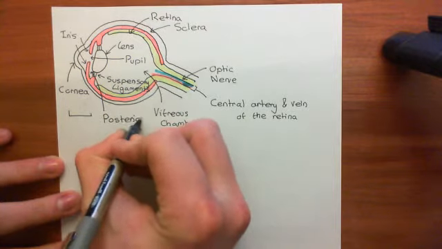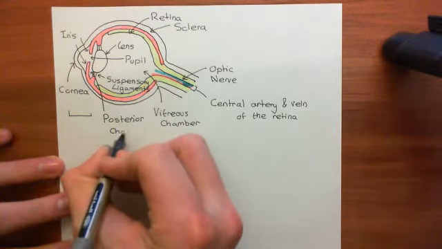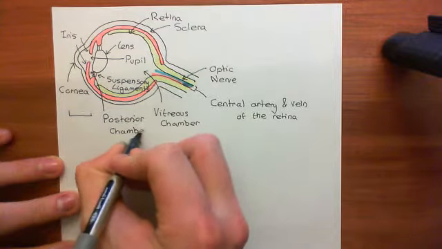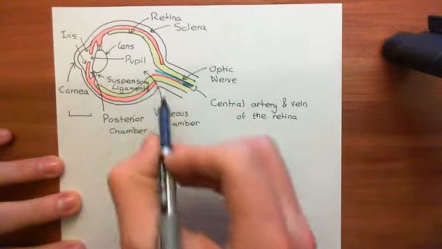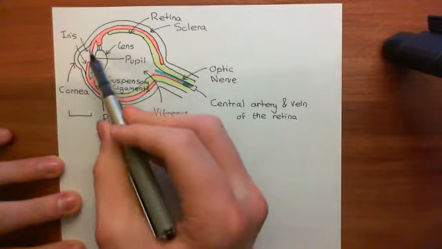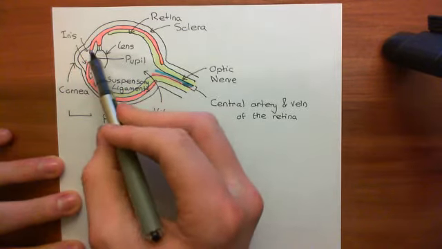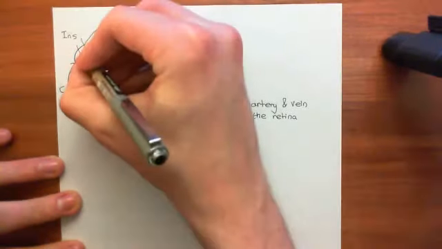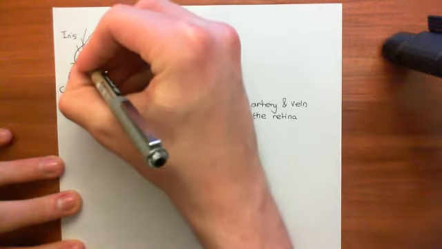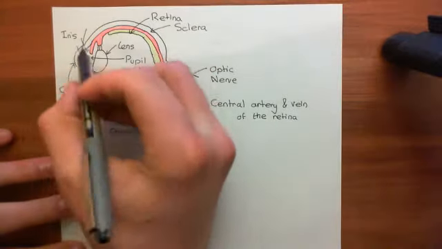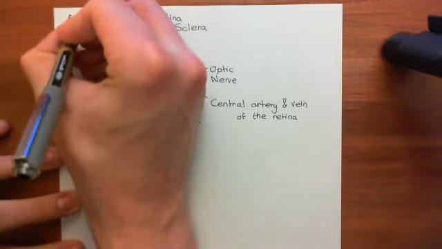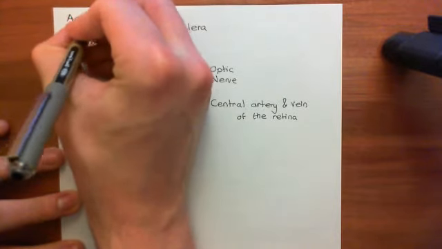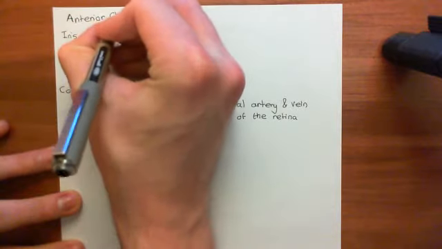Okay, so do not get confused and think that the posterior chamber means the vitreous chamber. Even though the vitreous chamber is more posterior, the posterior chamber is posterior to the iris. This chamber that's in front of the iris and behind the cornea here is called the anterior chamber, because it's anterior to the iris.